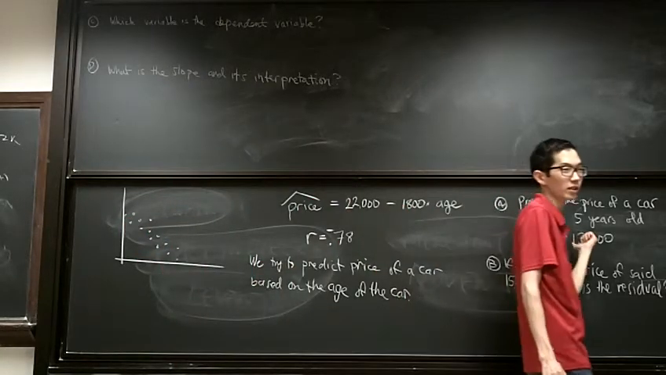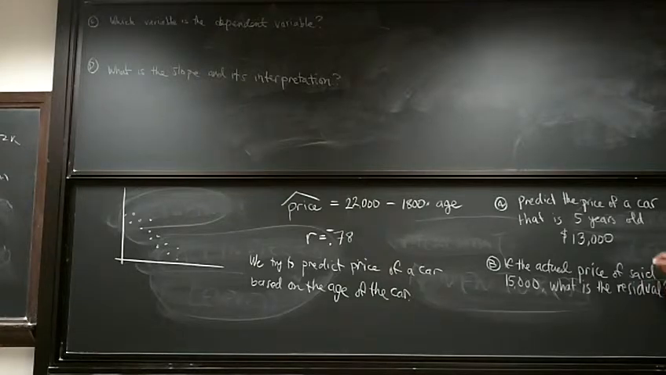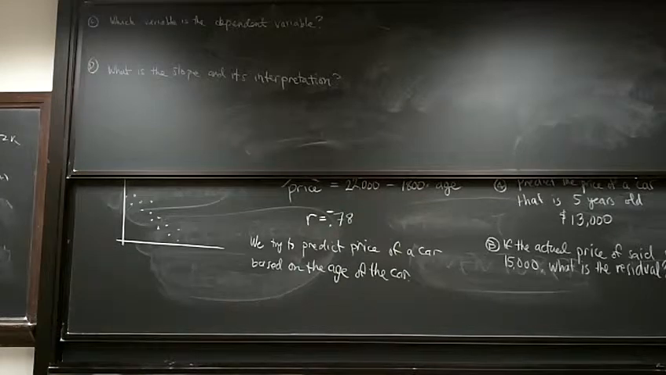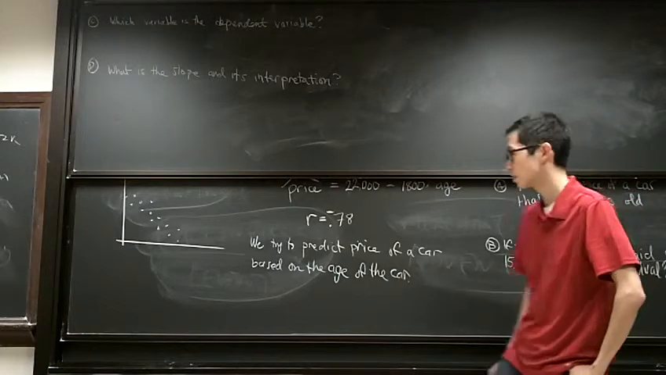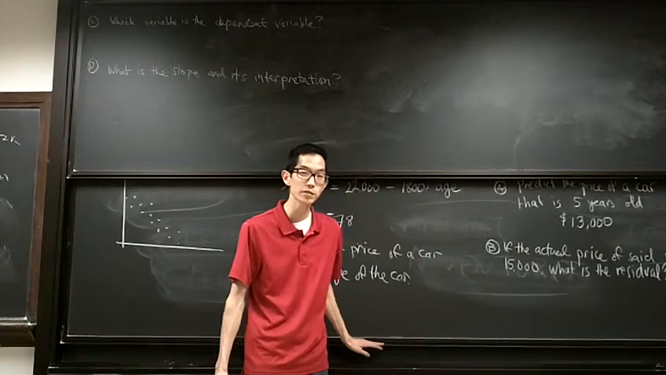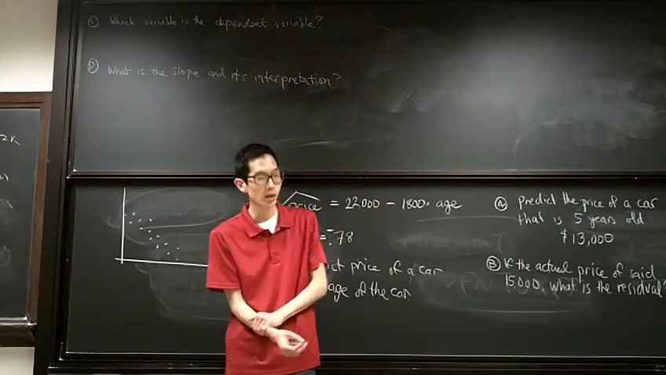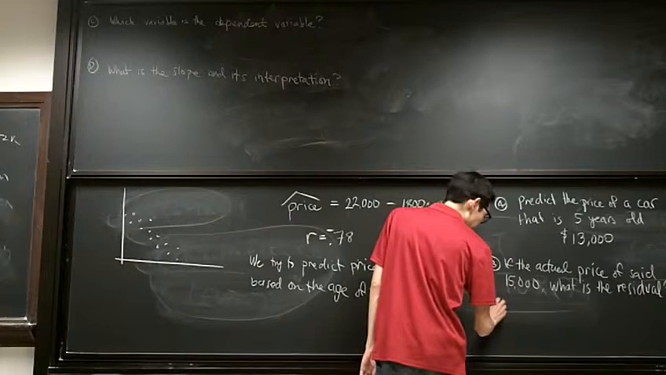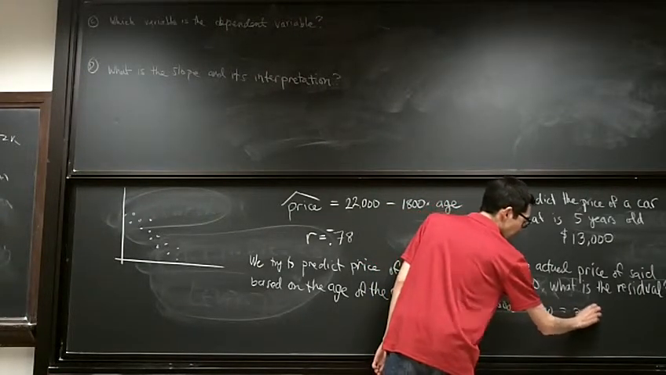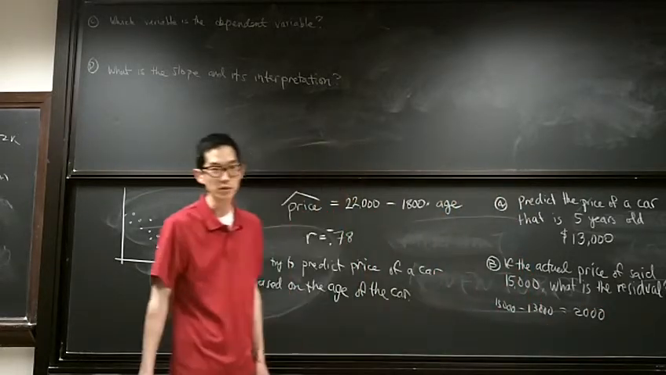Is anyone having trouble getting this? All we did was we took this number 5 and we plugged it into age. Put that in our calculator, spits out 13,000. If the actual price of this car that we're talking about is $15,000, what is the residual? 2,000. Positive 2,000 or negative 2,000? Positive 2,000. So we just do 15,000 minus 13,000, and we get positive $2,000.